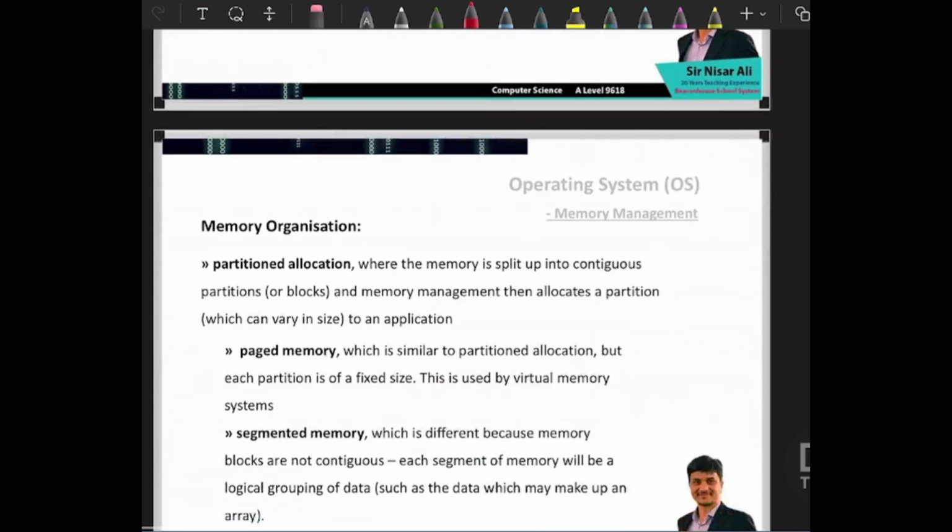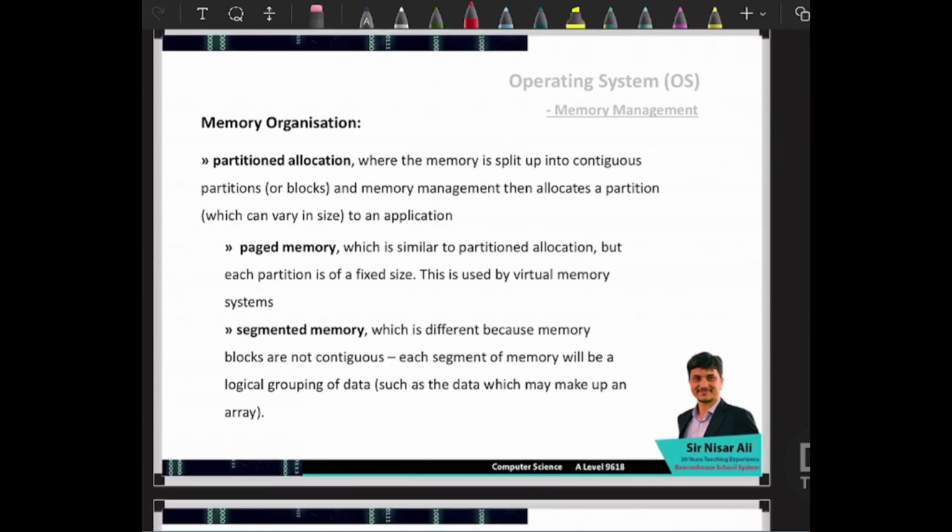Another way, the second method, is the partitioned allocation, where the memory is split up into contiguous partitions, and memory management then allocates a partition. So we further have two ways in it, one is paged memory and the other one is segmented memory. But the thing is that the memory is distributed among different partitions, and whenever an application requires the allocation of the memory, that partition will be allocated to that application.